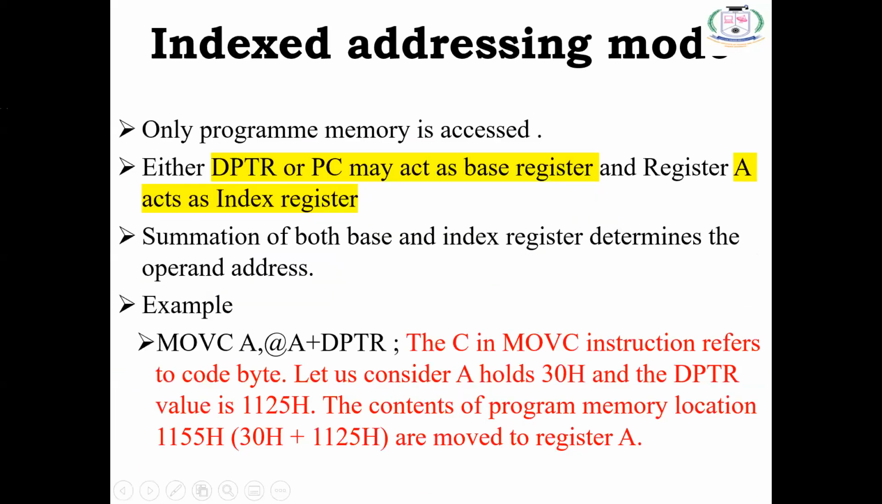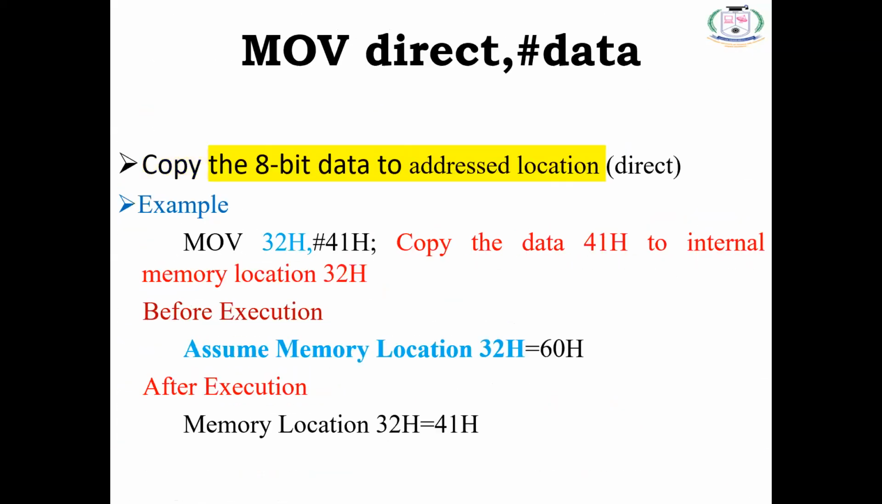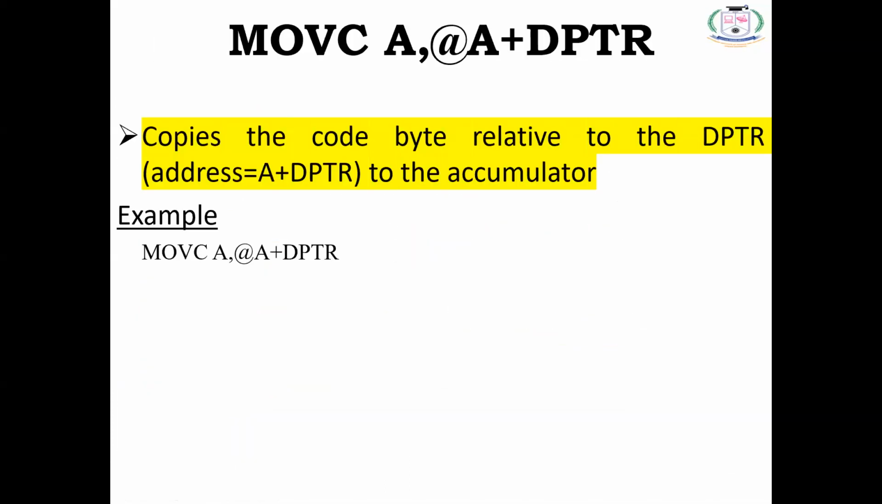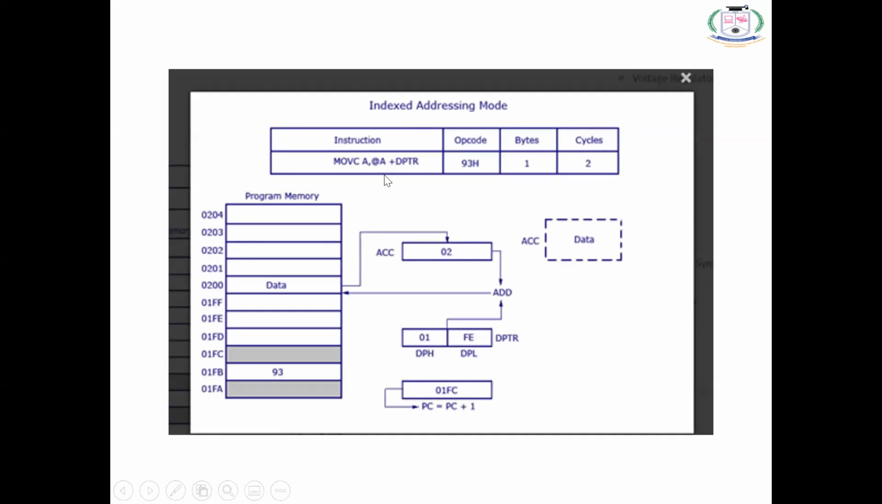In indexed addressing mode, we have seen the same instruction, and I'm going to explain it again. It works similarly. You see, MOVC A, @A+DPTR. Already I explained that the accumulator content and DPTR content will be added. @ specifies indirect addressing mode. It goes to that particular program memory and from there moves the data to the accumulator. So MOVC A, @A+DPTR.